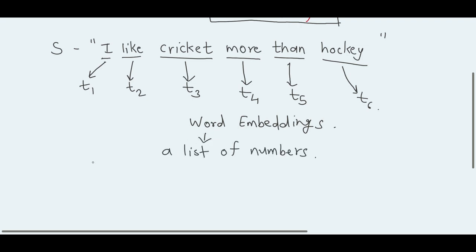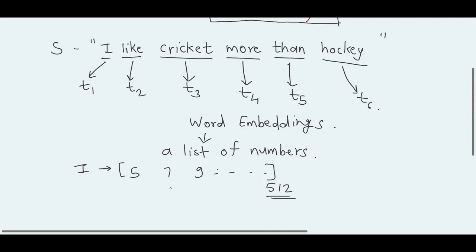Suppose we have this word I here, and this word I will be represented by a list of some numbers. Suppose there are 512 such numbers which are representing this word I. Likewise, each and every word will be represented with a list of numbers. Now how is this list generated? This list is generated with the help of a neural network. A neural network is relatively simple, by the way, but we're not going to go into much of the details. We'll just see what it is in brief.